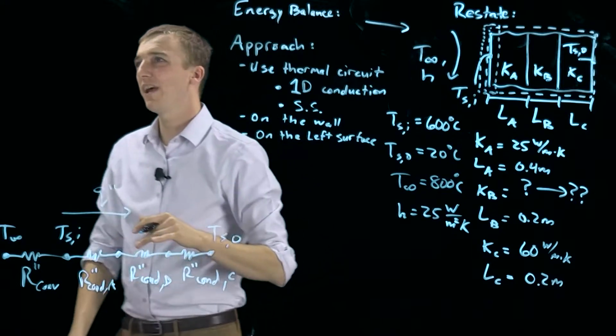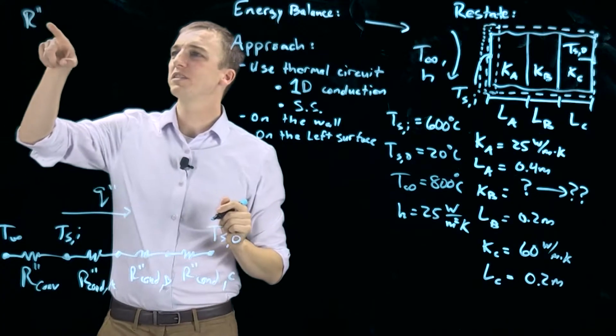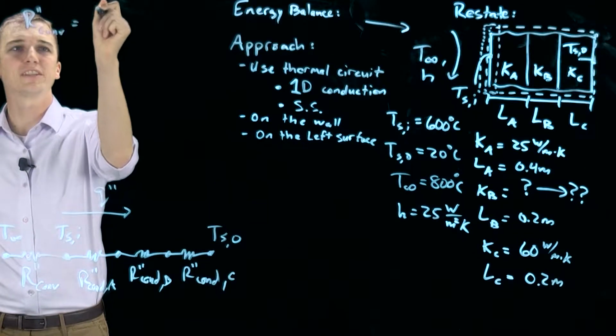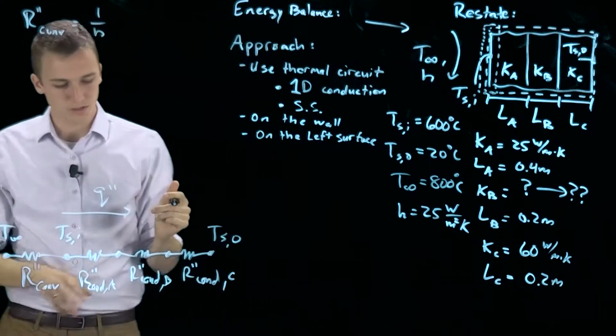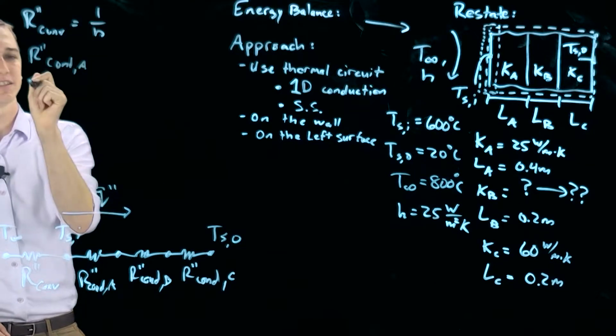Okay, so now we need to model what all of those are. Again, we're using our flux resistances. So for convection, that just becomes 1 over h, very simple. Now, we have 3 conduction resistances.